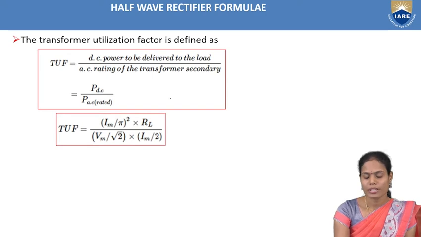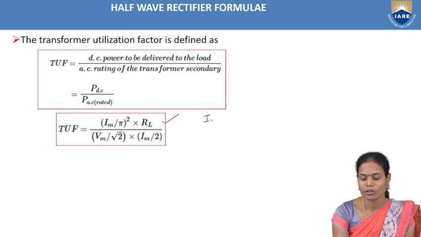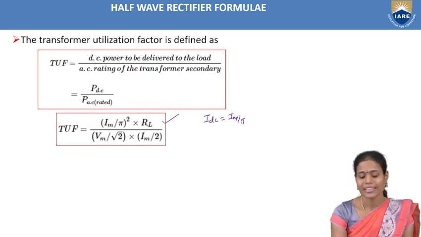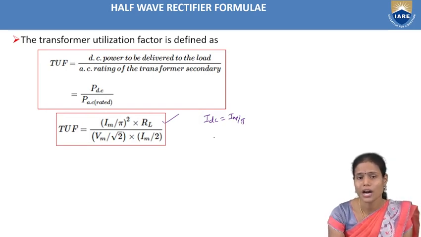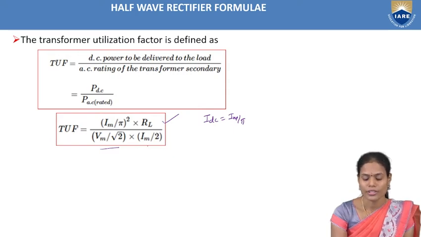So here DC power we can write in terms of IDC square into RL. IDC value we got here as Im by pi. So that's why we took it as (Im by pi) whole square into RL divided by the AC rating of the transformer, which is nothing but how much AC voltage is across the secondary of the transformer as well as how much AC current, or RMS current, is flowing in the secondary winding. The multiplication of those RMS values of voltage and current will give the AC rating of the transformer.